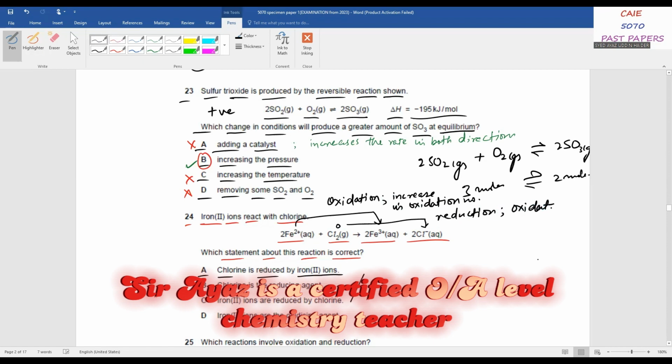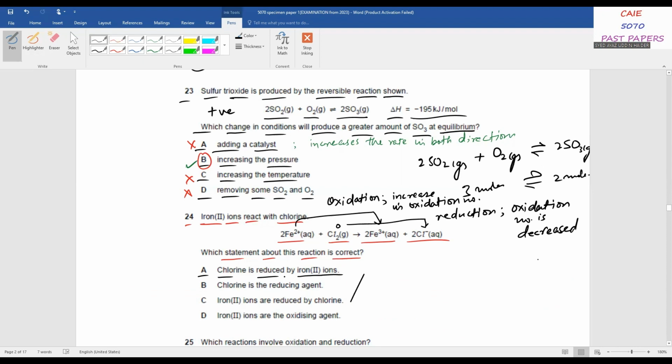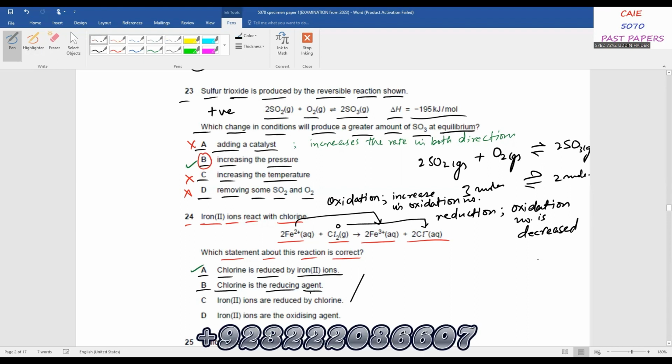The oxidation number is decreased. You can even say it has gained 1 electron. So choice A, chlorine is reduced by iron 2 ions. This looks correct to me. Let's see the other choices. B, chlorine is a reducing agent. No, which is reduced? Chlorine is reduced. So it must be the oxidizing agent because Fe2+ is oxidized to Fe3+. Number C, iron 2 ions are reduced by chlorine. No. Again, both of these are wrong.